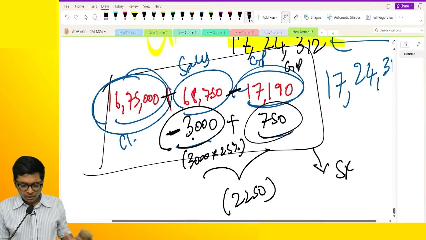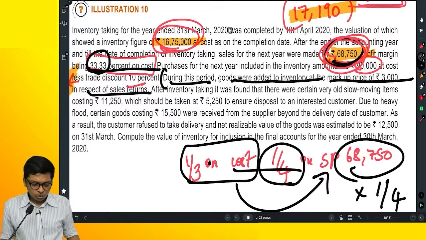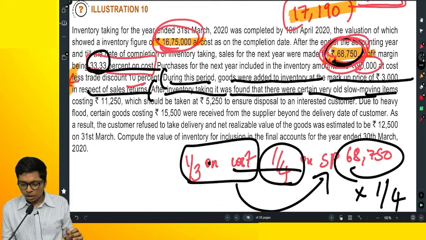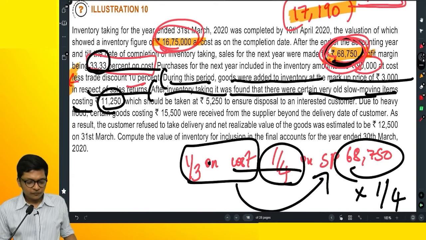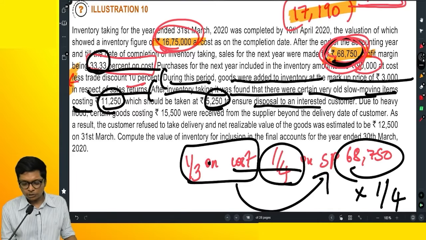You can copy after class. Let me know. I will wait. Copy. Let me finish the next 2 explanations. So till here we finished. Now, after inventory taking, it was found out that there was very old, slow moving goods costing 11,000, which should be taken at 5,250 to ensure disposal to the interested customer.